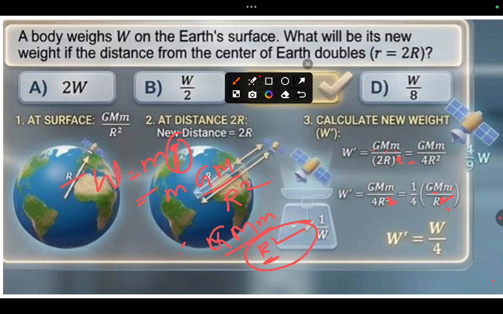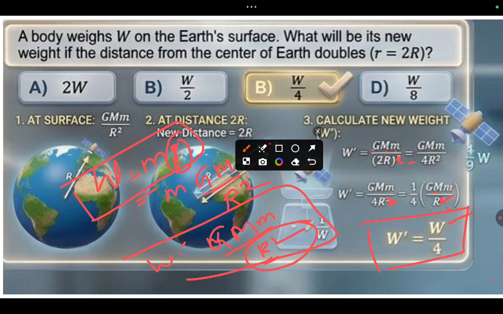So GMm by r square is what? GMm by r square is the initial weight. Am I right? It is the initial weight. So 1 by 4 of the initial weight. So the initial weight is W and the final weight becomes W by 4. That means the initial weight is reduced by 4 times. Am I right? Okay, very good.